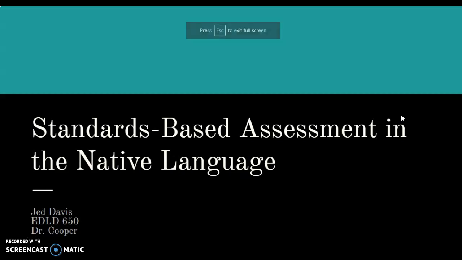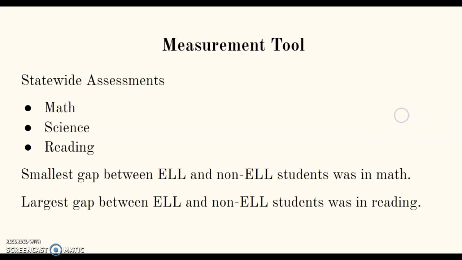I was looking at standards-based assessment in the native language and looking at statewide assessments and the differences between ELL and non-ELL students. The measurement tool in this article, and I'll show you the article here in a minute, looked at statewide assessments in math, science, and reading in grades 3 through 9. And it found at the end that the smallest gap between ELL and non-ELL students was in math, and the largest between the two groups was in reading, which makes sense.